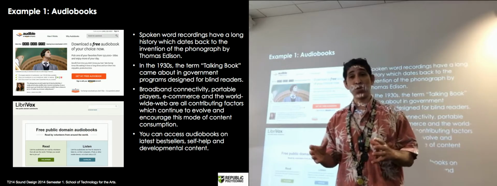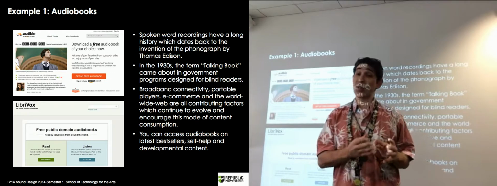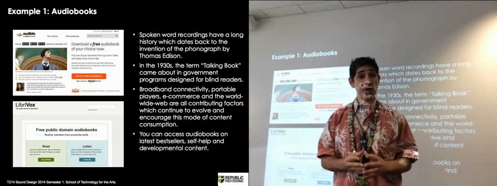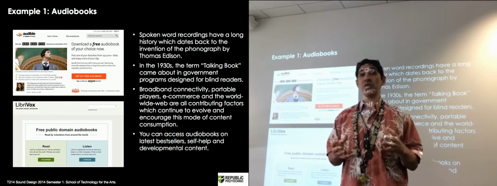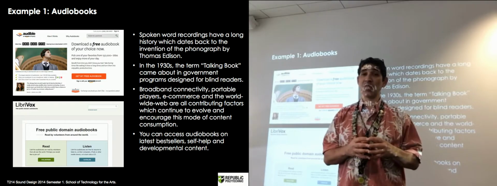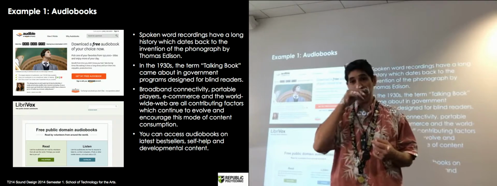Sometimes it's for those who cannot see too well or cannot read. Other times it's for convenience sake, when we're driving or we're on the train, and it's not going to be as convenient to read a book as it is to listen to it. Right?